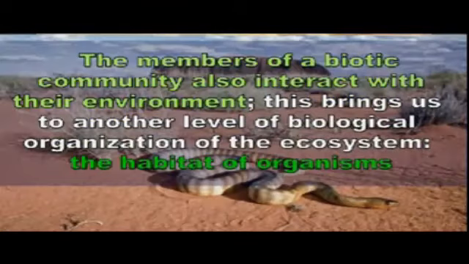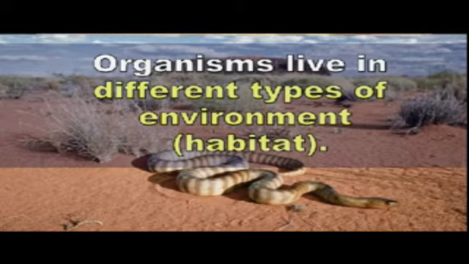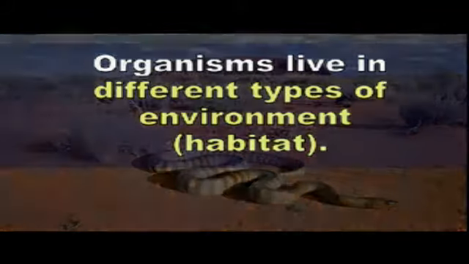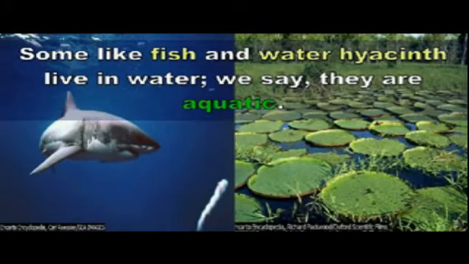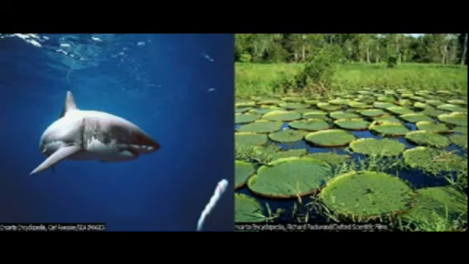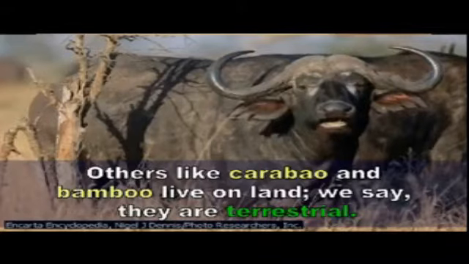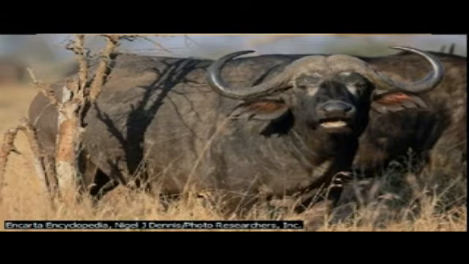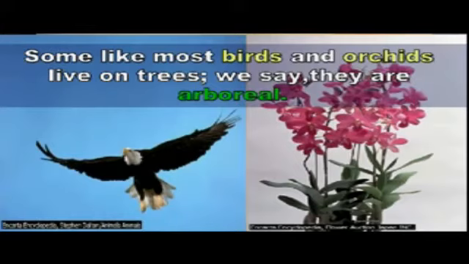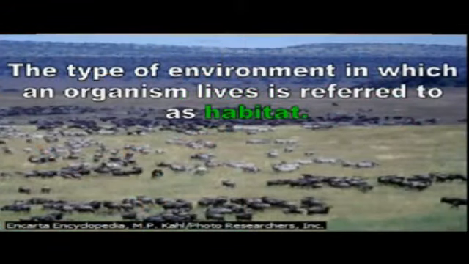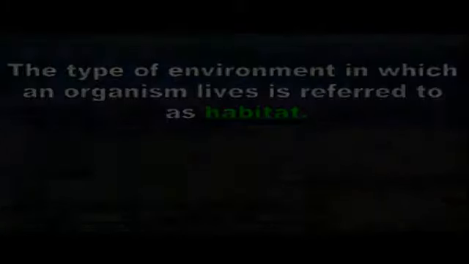The members of a biotic community also interact with their environment. This brings us to another level of biological organization of the ecosystem. Organisms live in different types of environment, or habitat. Some, like fish and water hyacinth, live in water. We say they are aquatic. Others, like carabao and bamboo, live on land. We say they are terrestrial. Some, like most birds and orchids, live on trees. We say they are arboreal. The type of environment in which an organism lives is referred to as habitat.